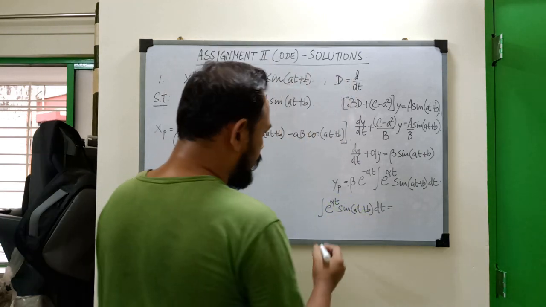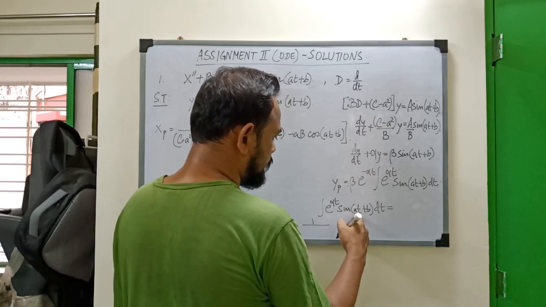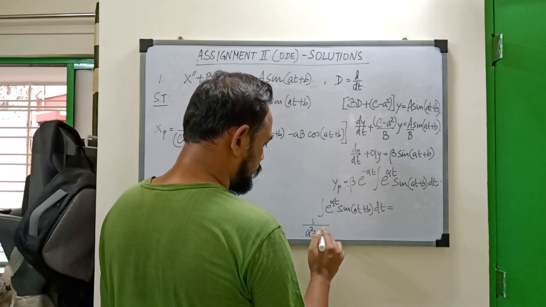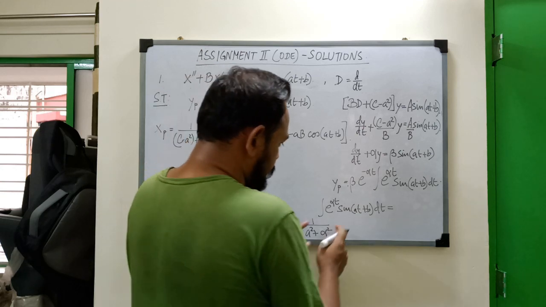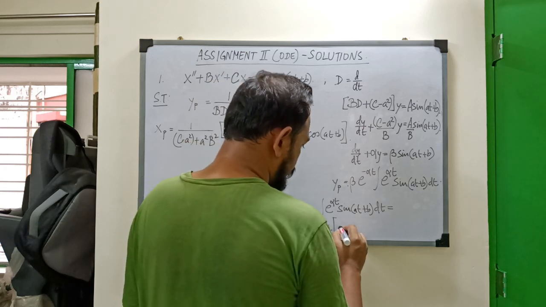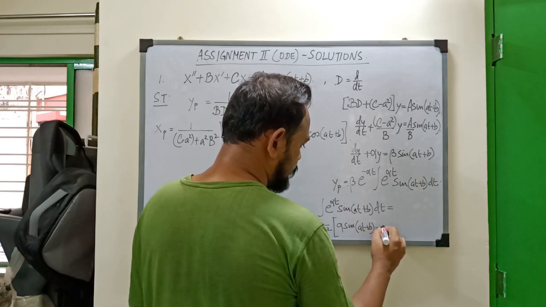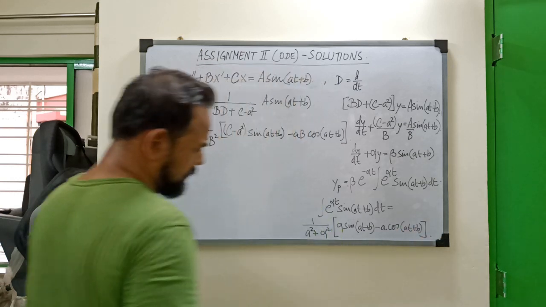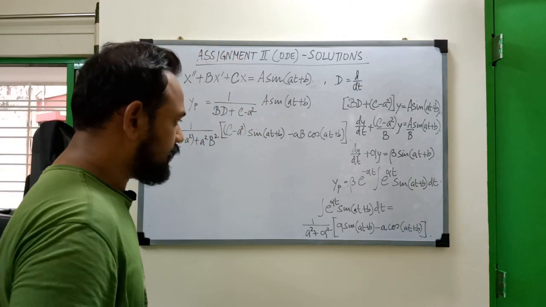This answer is going to be 1 over a square plus alpha square, the square of the distance between a and alpha, or right angle triangle. And then this one is going to have alpha sine at plus b minus a cosine at plus b. That's the solution of the integration.